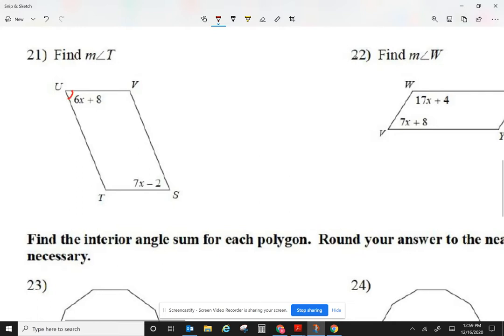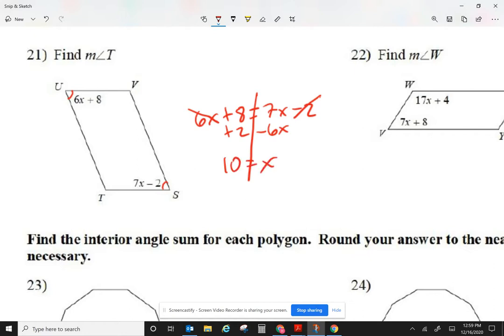Angles U and S are opposite from each other. So I'm just going to say that 6x plus 8 equals 7x minus 2. I'm going to separate them through the equal sign. Let me move the 6x over. Let me move this negative 2 over. So I have that 10 is equal to 1x. So I know the value of x.